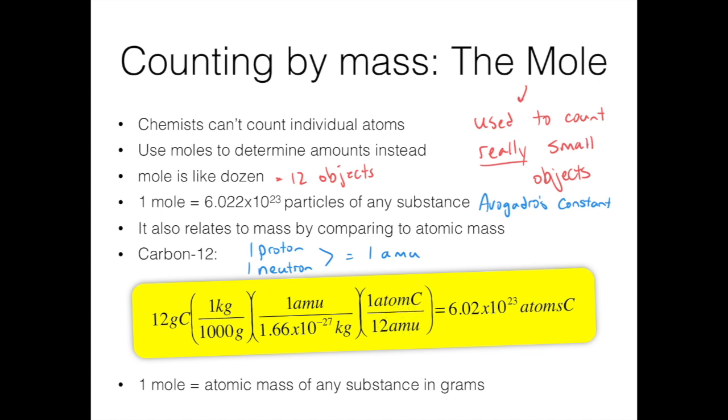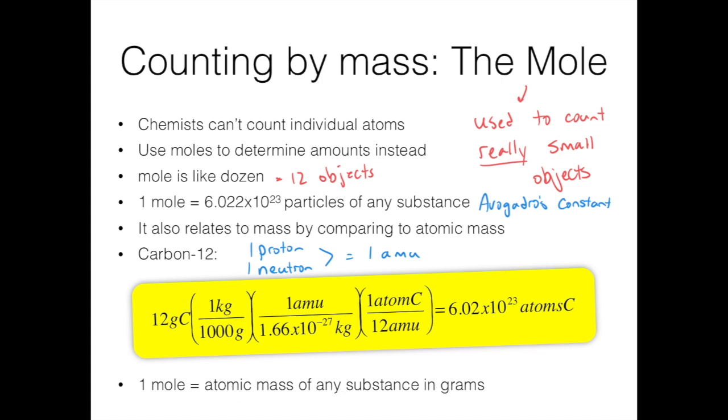So if you use dimensional analysis to cancel grams to kilograms to AMU to atoms, what you get is 12 grams of carbon is equal to 6.02 times 10 to the 23rd atoms, which is equal to a mole. So in other words, what I'm trying to tell you is that 1 mole of any substance is equal to its atomic mass in grams.